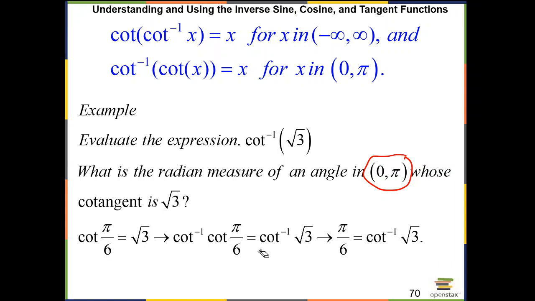Now, remember on the calculator we have sine inverse, we have cosine inverse, and we have tangent inverse. But we don't have cotangent inverse, so how do we deal with it? We're going to see that in a second, okay?